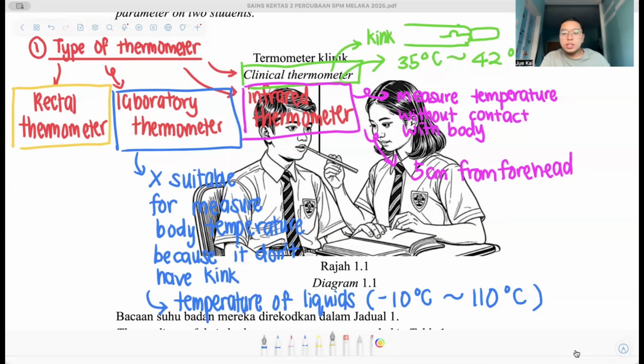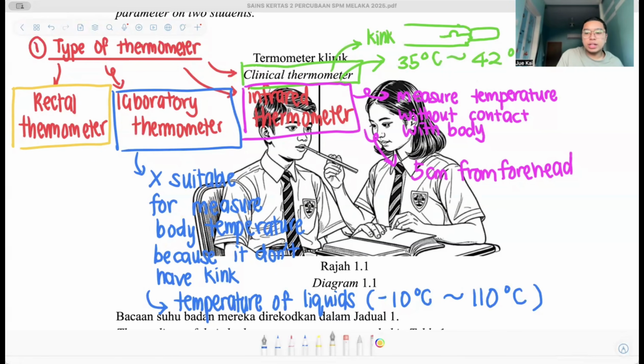All right. Okay, so Holly said that a laboratory thermometer has mercury. Actually, it's not about mercury. It is about it doesn't have the kink. Clear or not? Because you don't have the kink, that's why it is not suitable for measuring your body temperature. So the main thing that you need for measuring your body temperature is the kink. If you don't have the kink, that means you don't have everything. You need to think, oh, I want to measure my body using this, cannot. Okay?